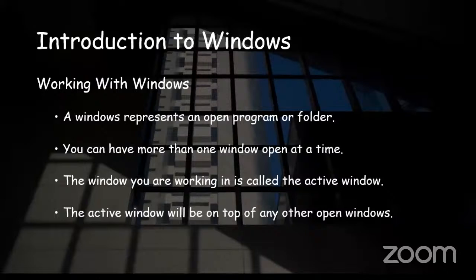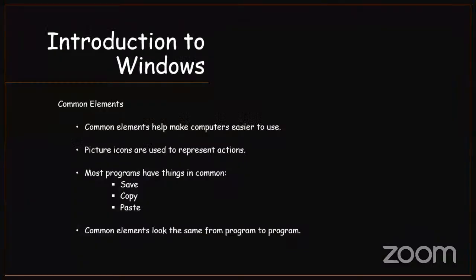So working with a computer, you can open a program or a folder, like I've shown you how to open a program. You can have more than one window open at one time, meaning that you can have more than one application open at one time. The window that you are working on is called the active window, and the active window will be on top of any other open windows at that particular time. I will show you what it means, but let's see other activities that you can do.